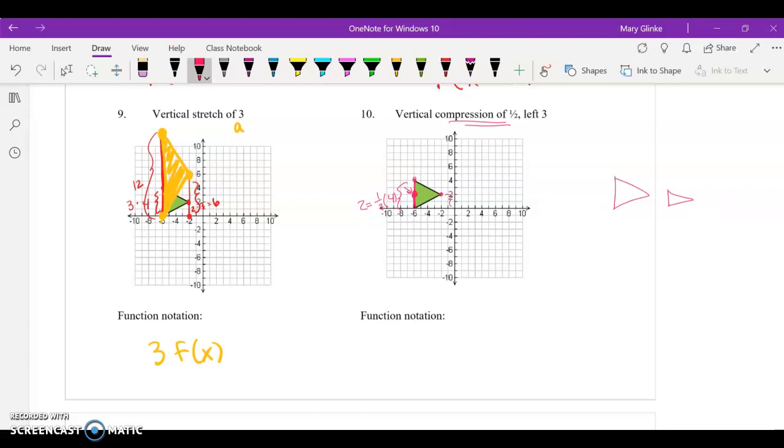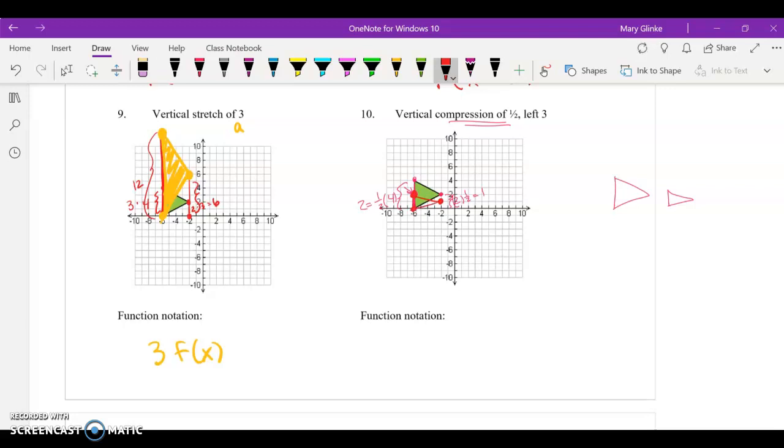This point over here had a height of 2, but I want to make it half as tall. So my new point is now going to be shrunk down to have a height of 1. So my new points here are going to be these 3 points, and it would look like this.